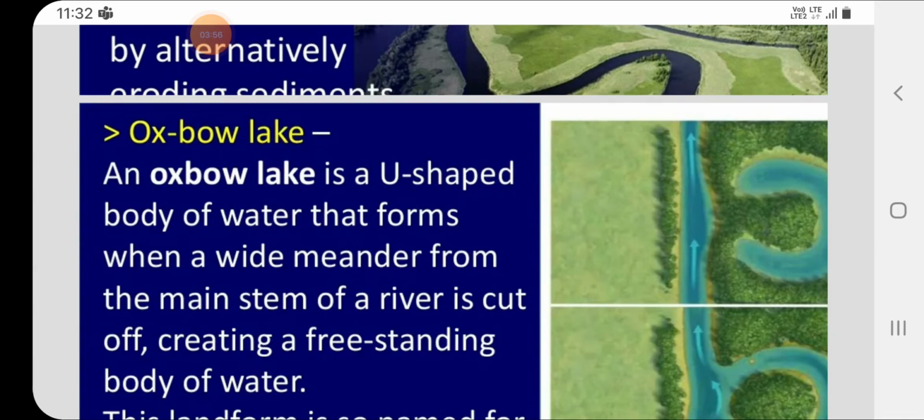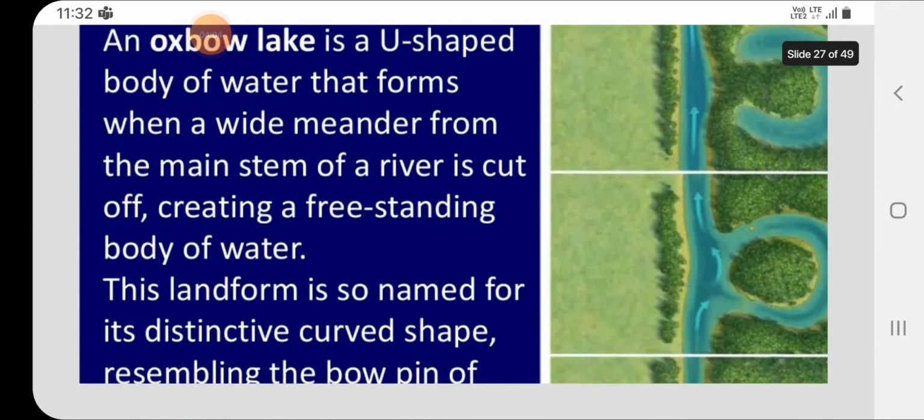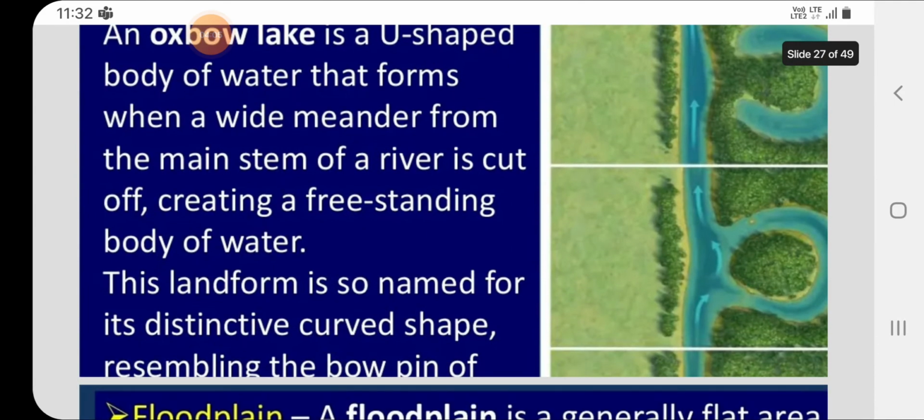Here we can see the picture. It forms when a wide meander from the main stem of the river is cut off, creating a free-standing body of water. This landform is so named for its distinctive curved shape, resembling a bow. That is why it is known as the Oxbow form or Oxbow Lake.